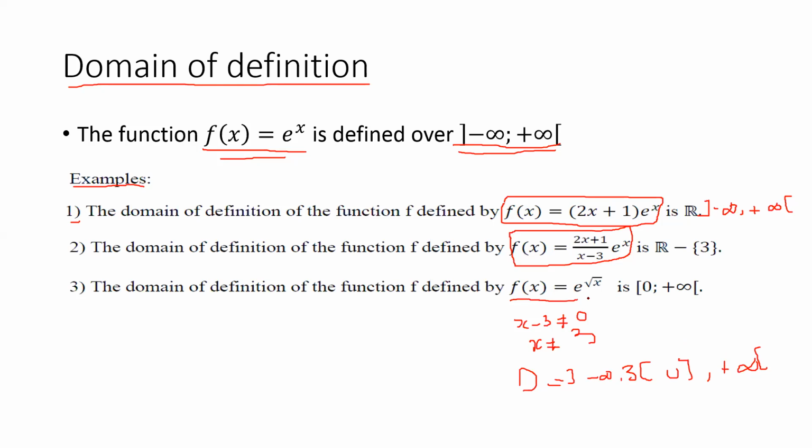Example 3. f(x) equal e to the radical x. Which factor is affecting the domain here? The radical x. Everything under the radical should be, what is the number under the radical should be? Greater or equal to zero. So the domain is zero, plus infinity. Zero closed, plus infinity. It can be positive or zero under the radical. Can we skip to the next page? Why did this happen? Because it has to be positive under the radical, under the radical it is positive or zero.